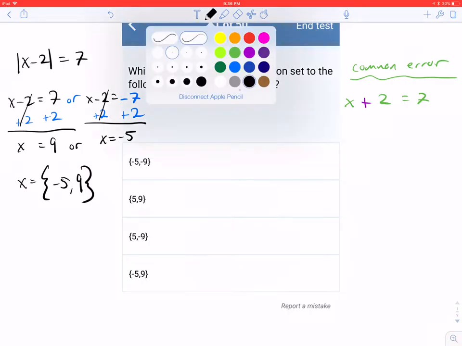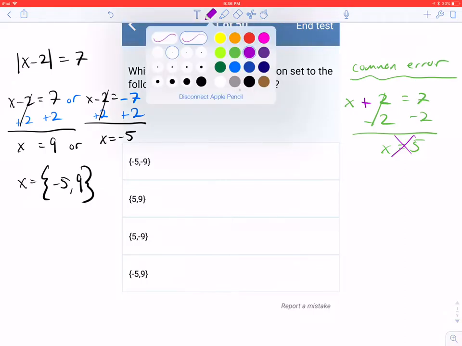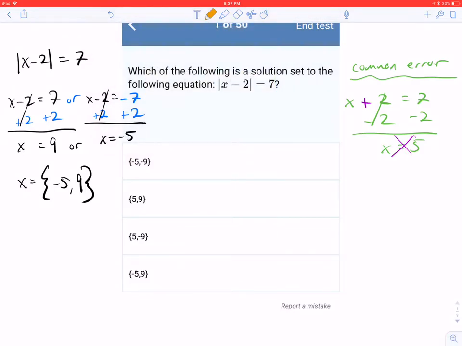Negative 5 or 9 are the two that should work in the original. Let's look at the common error, then let's go back and see if this makes sense. So now, if we said x plus 2 equals 7 and we subtract 2 on both sides, then we'll get x equals 5. We're saying that this should not work. So let's check the original. We'll check in orange.